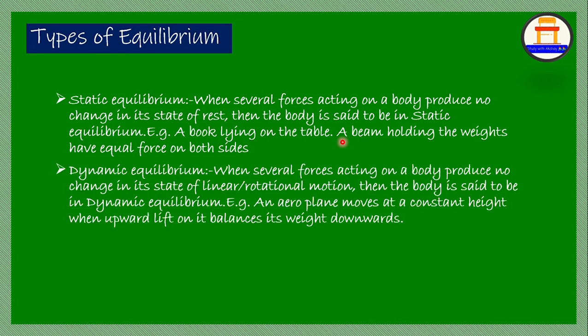The next type of equilibrium is dynamic equilibrium. Dynamic equilibrium means force is applied on a body and the body is already in motion, so there will not be any change in the body upon the application of force. For example, an aeroplane moving at a constant height, lifted up and balanced against its weight downwards. You are sitting on an airplane and applying your complete weight on it, but it's not moving down. Why? Because the force is applied and there is a dynamic equilibrium taking place.